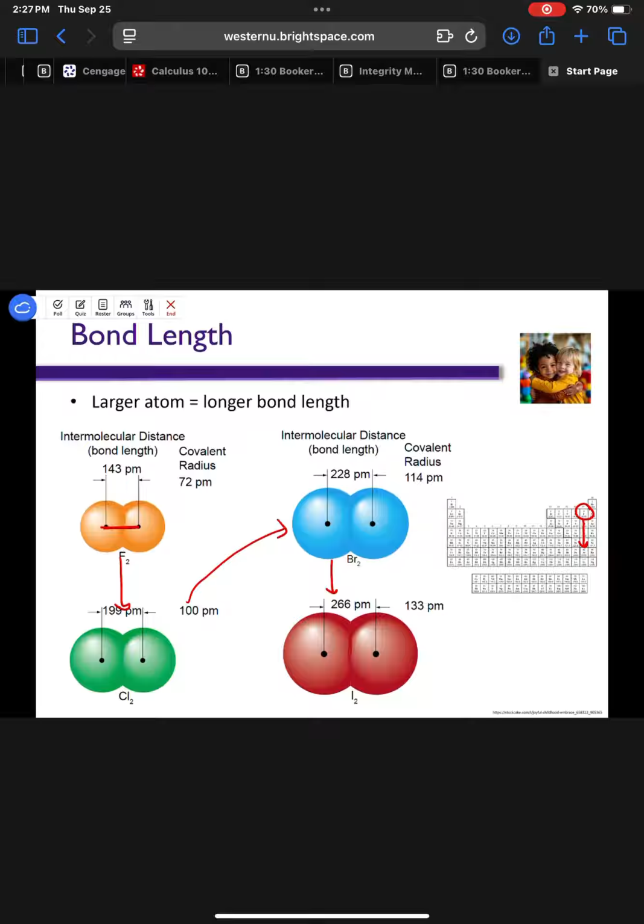I like to imagine this as little kids giving each other a hug. If you try to measure the distance between their two hearts or their two chests, tiny little toddlers, it's like this close. But if you had two big bodybuilders trying to hug each other, the distance between their two hearts is a whole lot larger just because they're bigger people. Same with atoms. Larger atoms tend to have larger bond lengths because they're bigger.